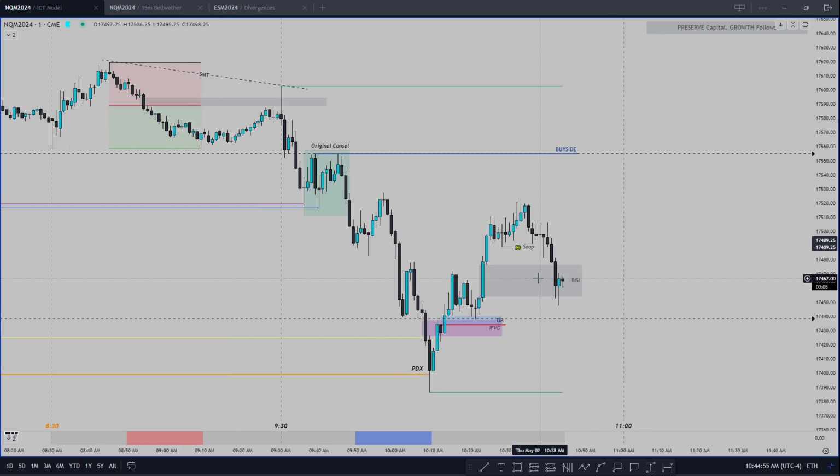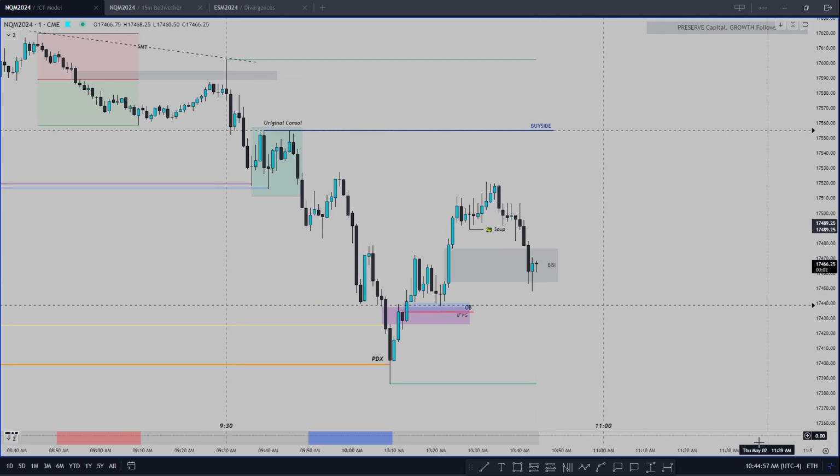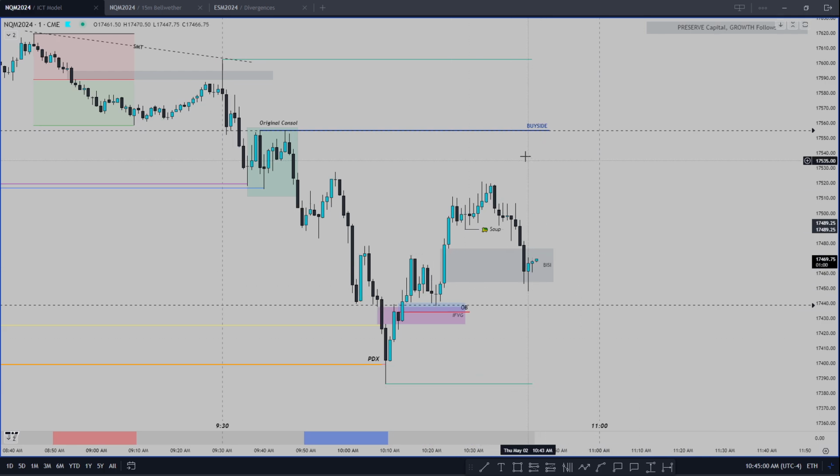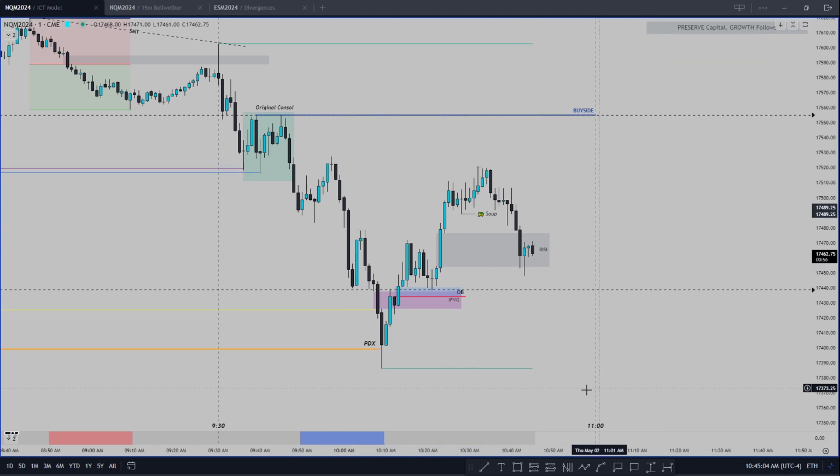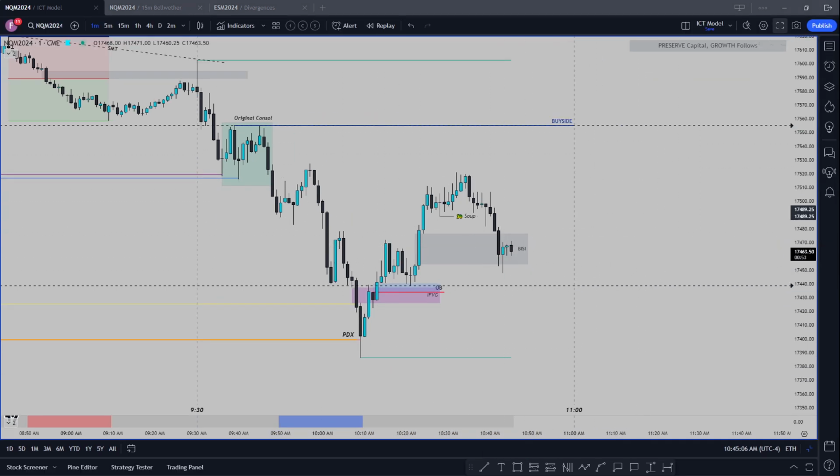All right, you could probably just pull this up on your chart later. It's getting closer to 11. Could see this as a market maker sell model too. Anyways, peace.